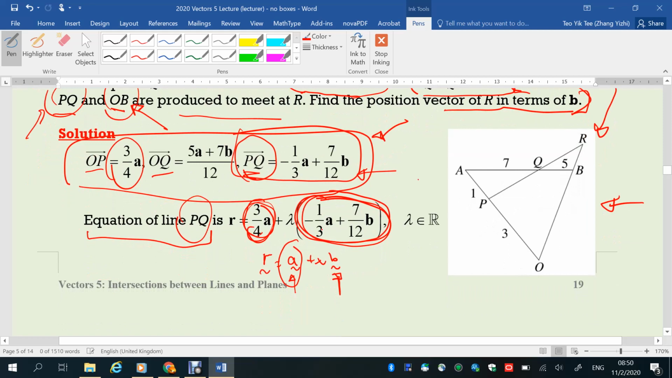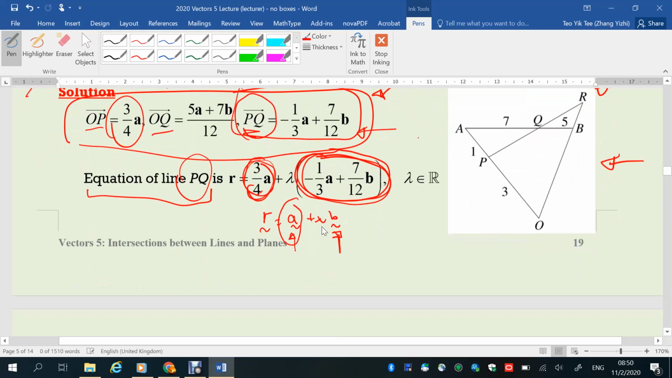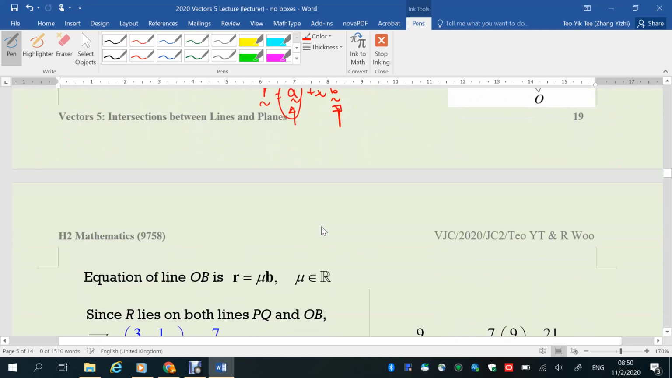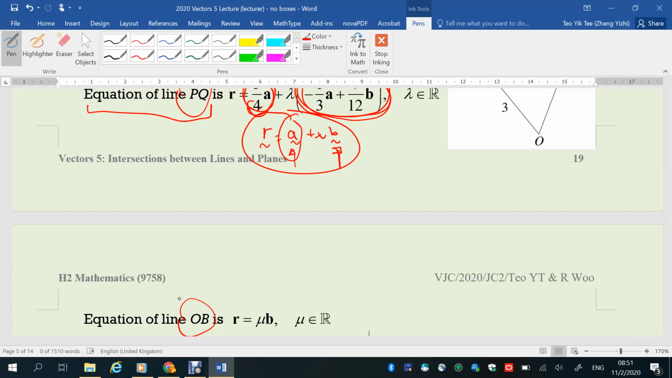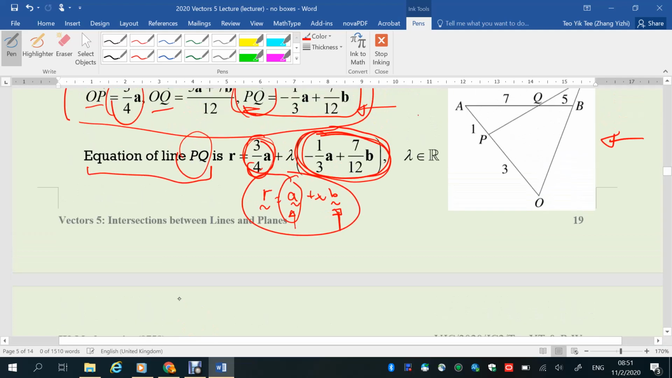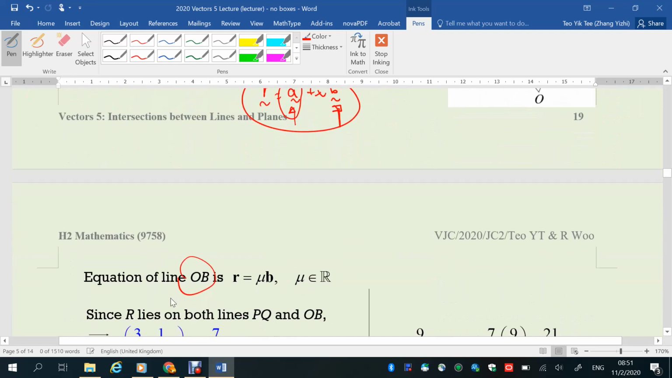I'm going to do the same thing for the equation of the line OB, which follows the same form. I need a point and a direction. OB passes through the origin, so the point must be 0 for convenience's sake. Where is the direction of line OB? It is in the direction of OB. So the equation of line OB looks like this.